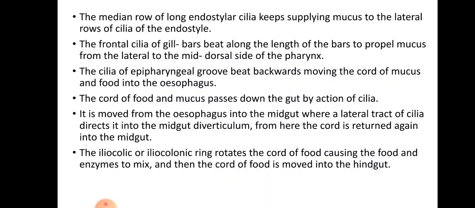Now one such food cylinder leads to the intestine. The first part of the intestine is the midgut. From the midgut it enters into the midgut diverticulum, where a part of extracellular digestion takes place with the help of enzymes, and then it is moved backwards to the hindgut and then to the rectum.